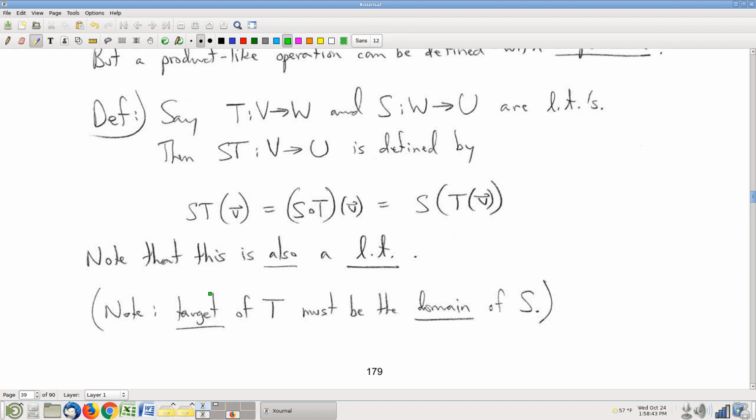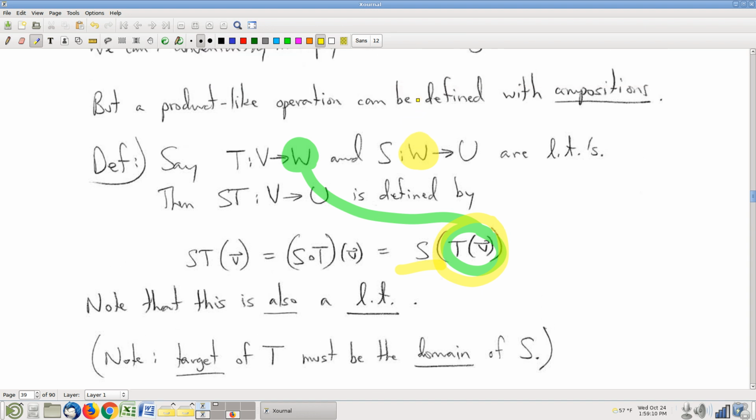Another detail, now you've got to be careful with this. These objects that come out of T, according to this setup, live in the vector space called W. Well, wait a second, am I actually even allowed to plug that in to S? Well, yes. This is an important, I'm going to call it coincidence.